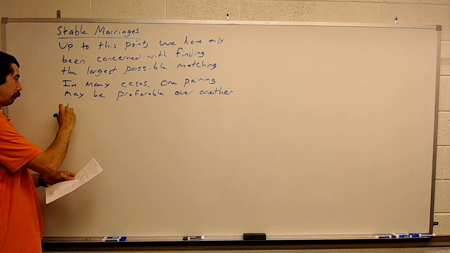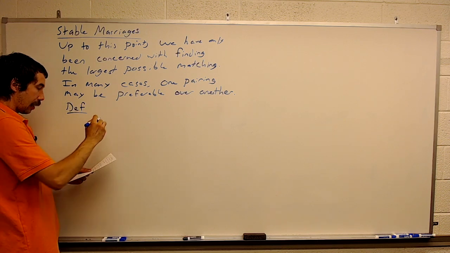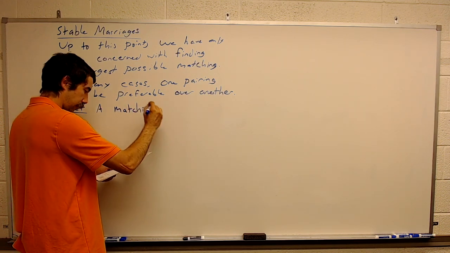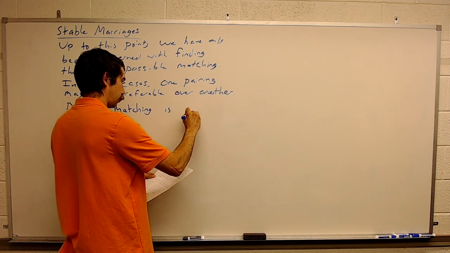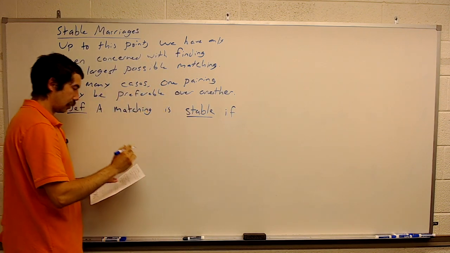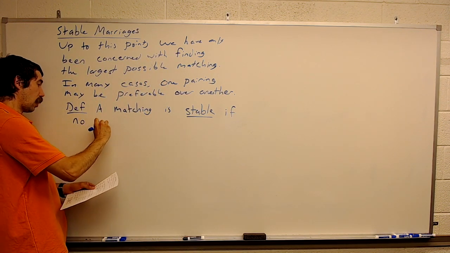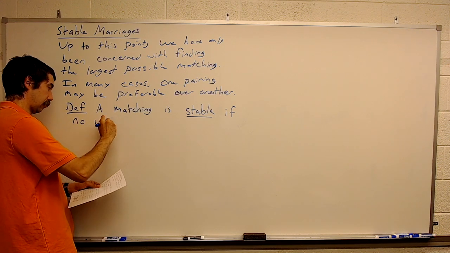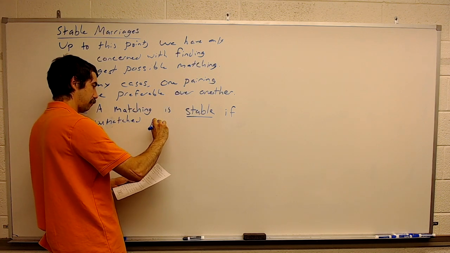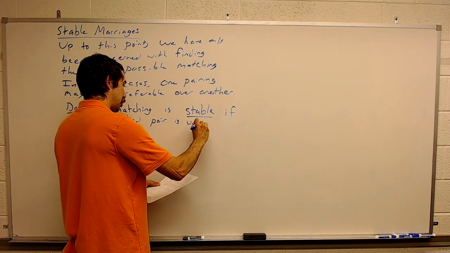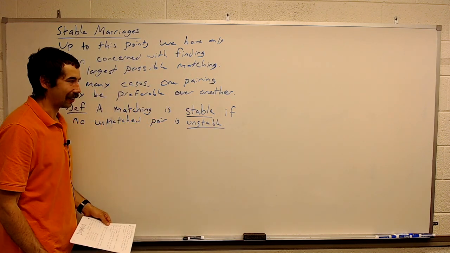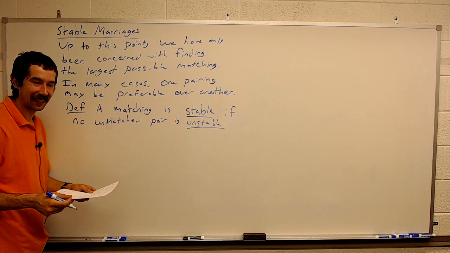All right, so a matching is called stable if no unmatched pair is unstable. Okay, what does unstable mean?